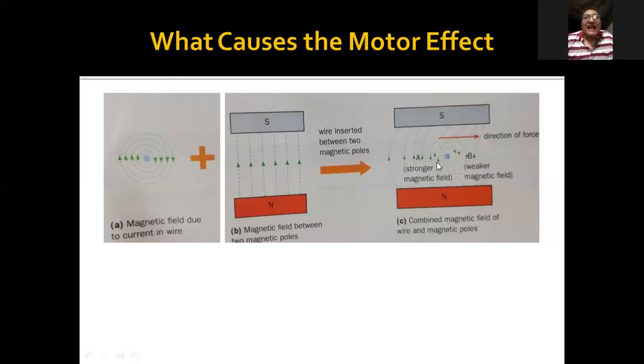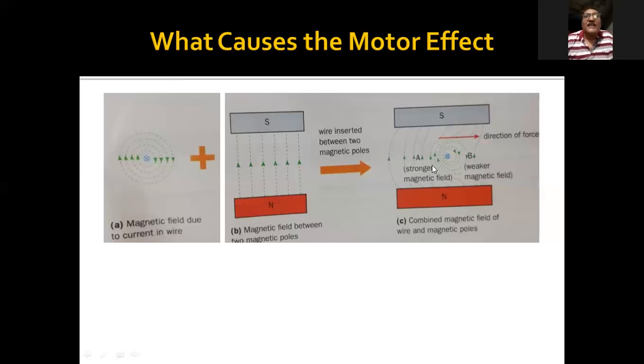On the left side, the magnetic field lines are very close to each other. So on the left side of the conductor, the magnetic field is very strong. But on the right side, the magnetic field lines are away from each other. So here on the right side, the magnetic field is weak. On this side, the magnetic field is strong. On this side, the magnetic field is weak.